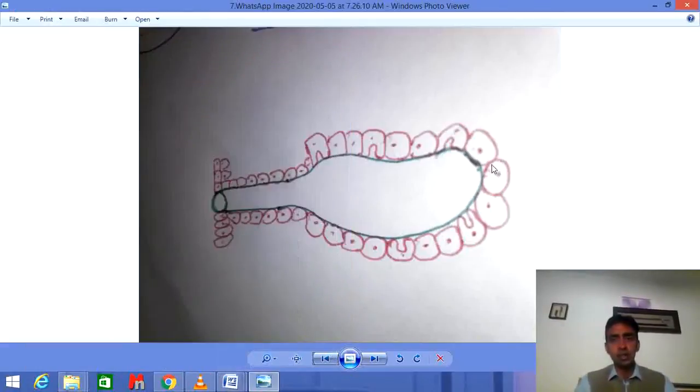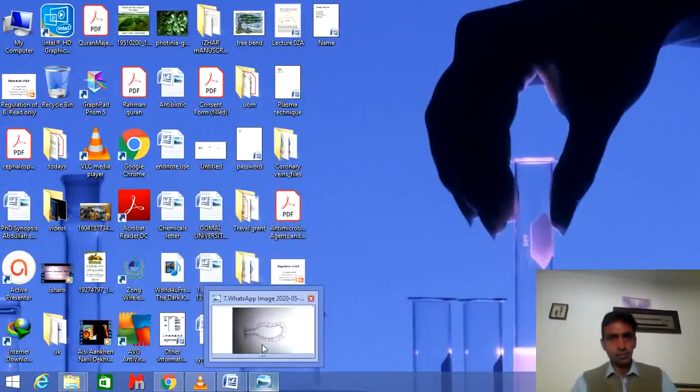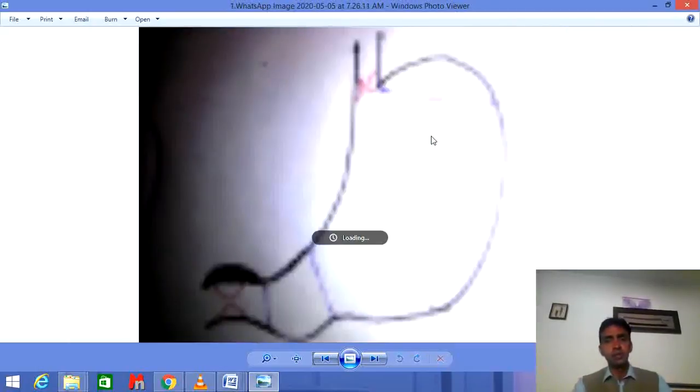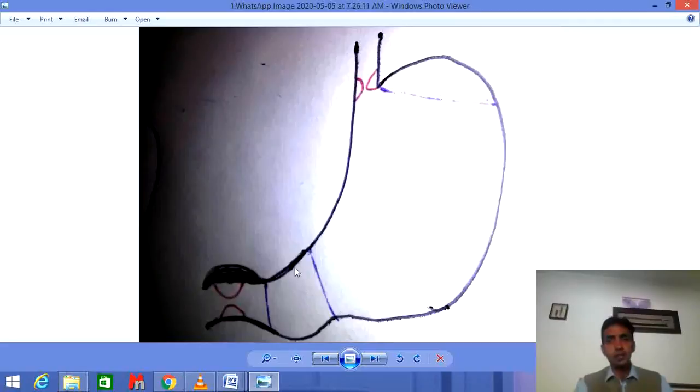G cells are present in large number in this area. In this diagram, you can see over here in this area the G cells are large in number, and in this fundus area the parietal cells and the chief cells are large in number. In this area the G cells are large in number, and in the gastric gland lumen of this other area, the parietal cell and chief cell are large in number.